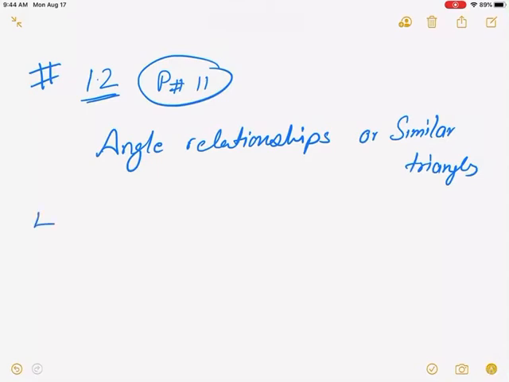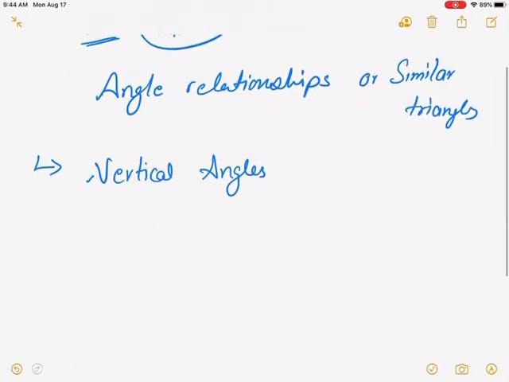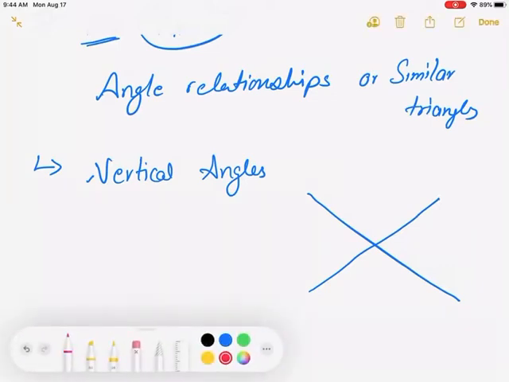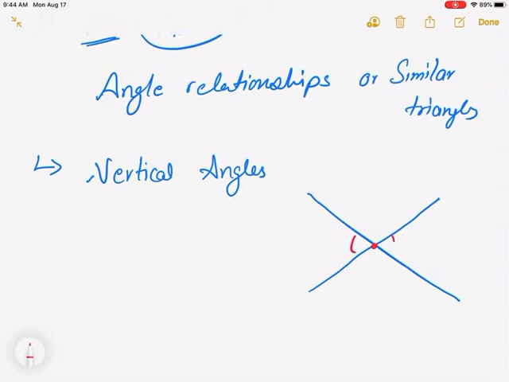So the first type of angle you need to know is called vertical angles. So how do these angles actually look? Let me start off with that. Anytime we have two lines intersecting like this, at the intersection point, the angles on opposite sides are always called vertical angles.